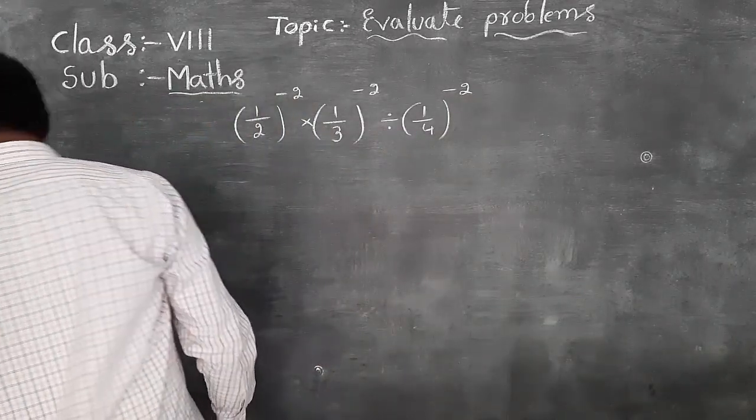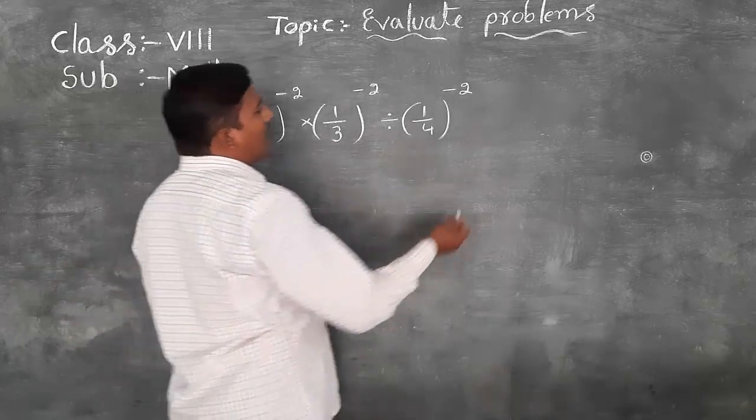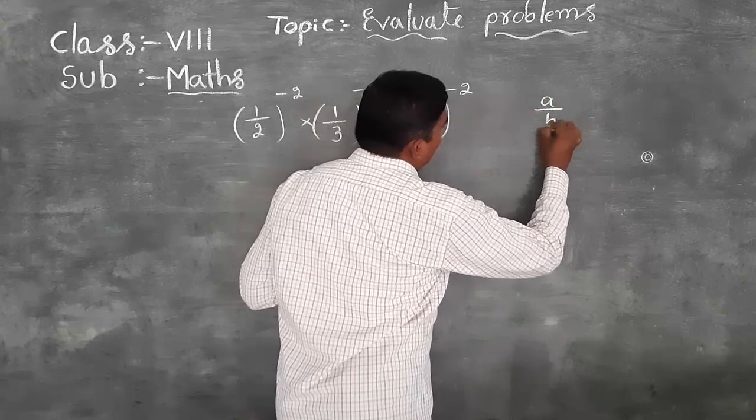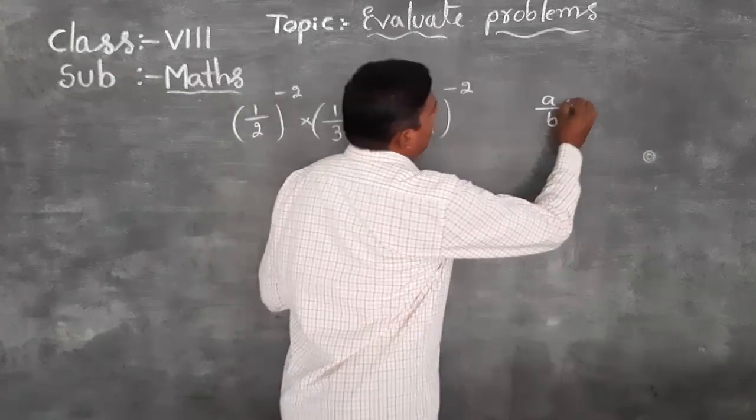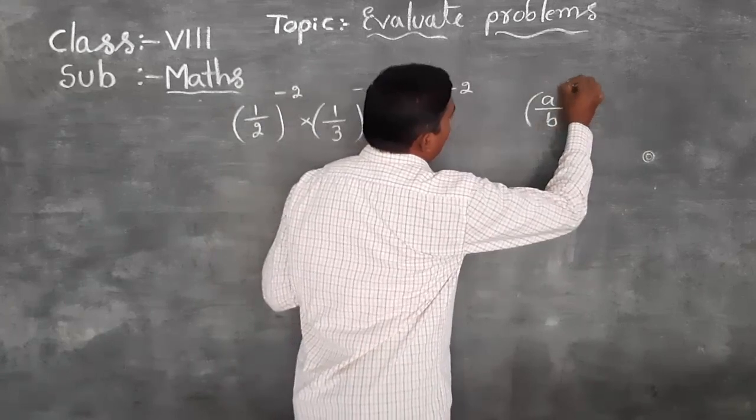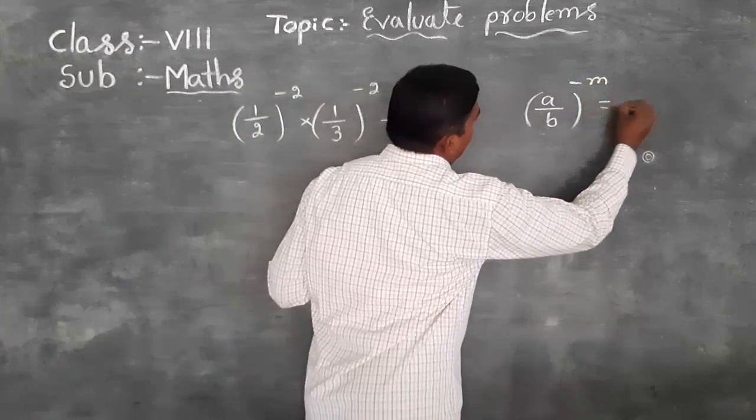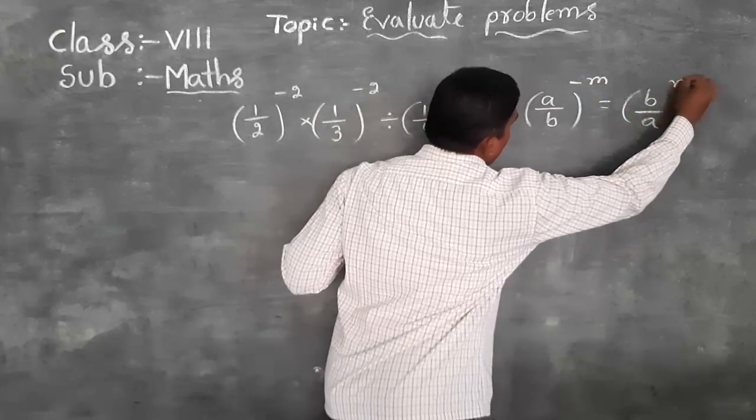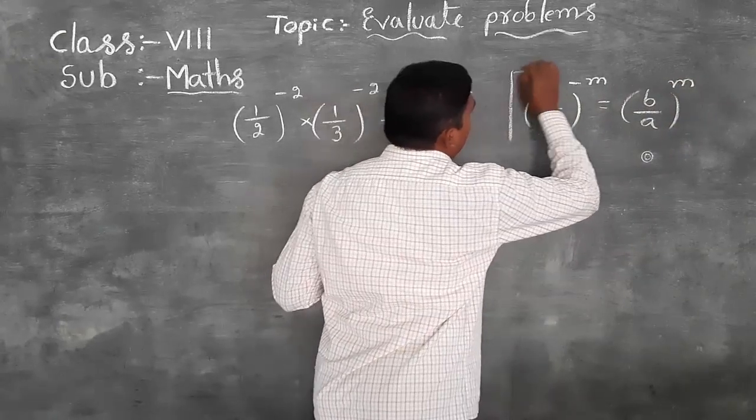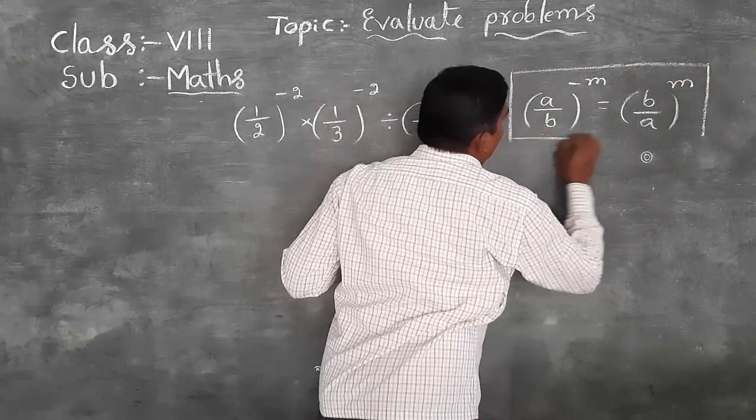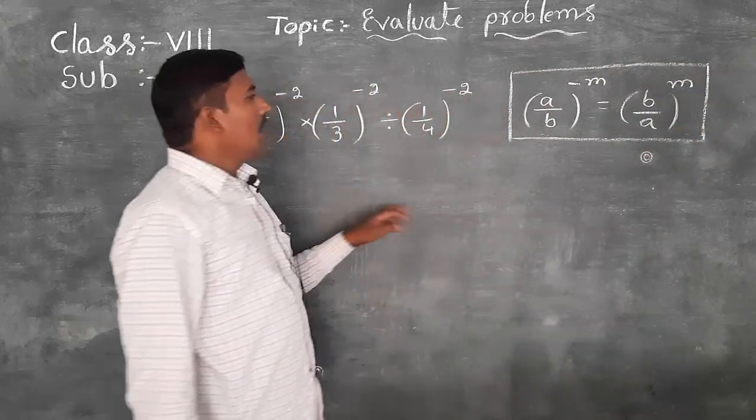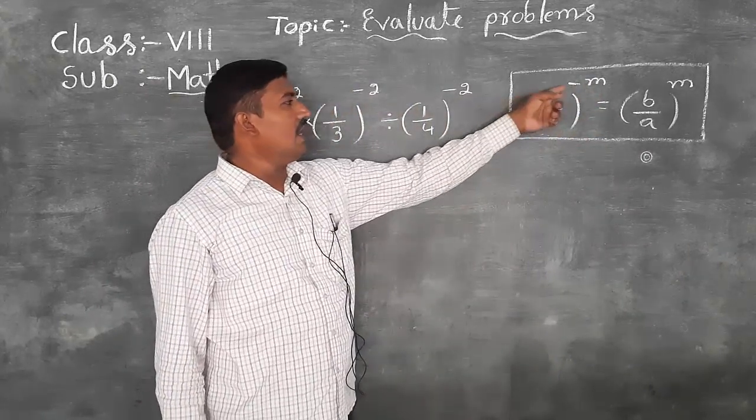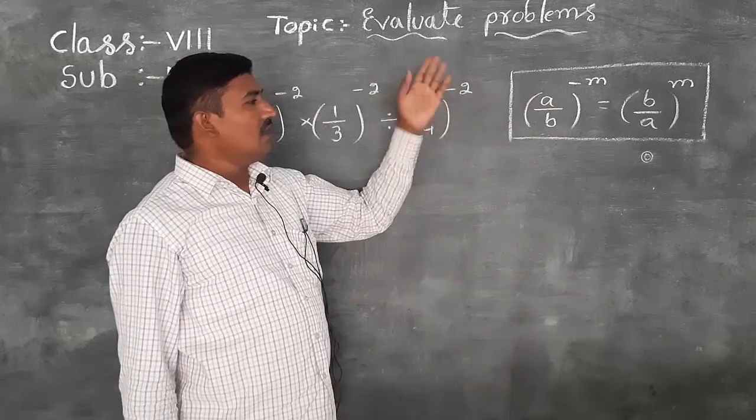Okay, see here, we know the formula. Now only we told you: a by b inverse, otherwise a by b power minus m, is equal to b by a power m. We are using this formula. Already these are all formulas we discussed before only. A by b power minus m is equal to b by a power m. It's a reciprocal taking, and here minus, why? Because it is going downside.